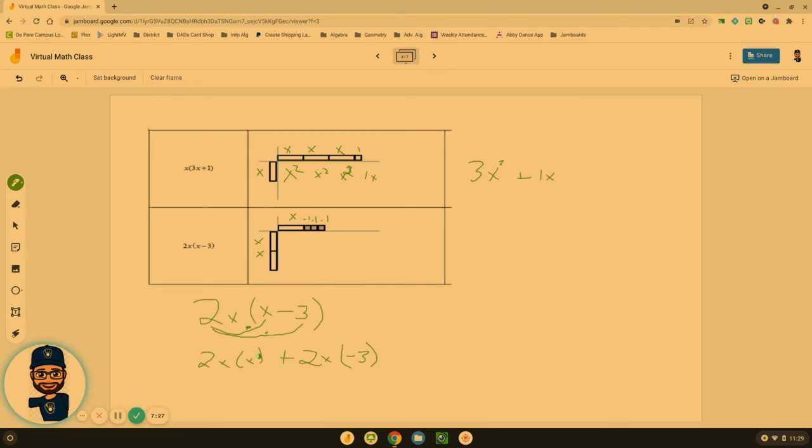And now I'm going to simplify each term. 2x times x. 2 times 1 out front is a 2. X times x is x squared. Plus 2 times -3 is -6. X times, we just have to make sure we have that x. So you can use the distributive property as well to help you simplify.